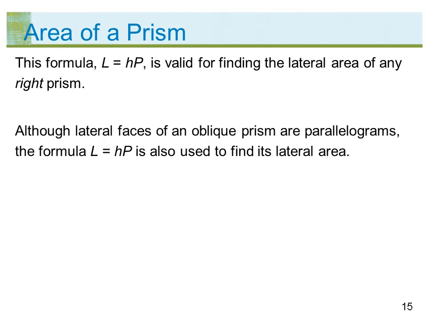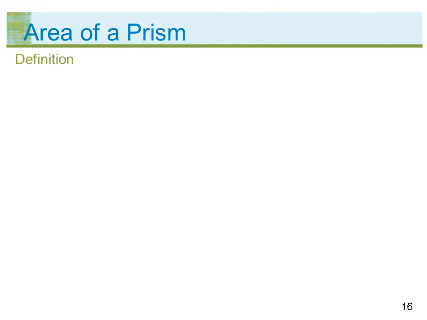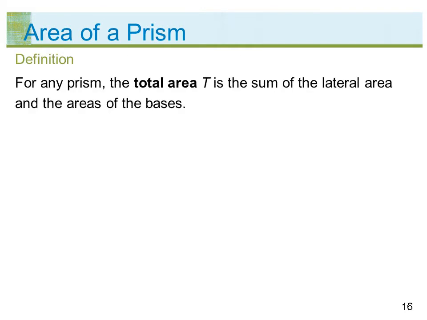Although lateral faces of an oblique prism are parallelograms, the formula L equals hP is also used to find its lateral area. Theorem 9.1.1. The lateral area, L, of any prism whose altitude has measure h and whose base has perimeter P is given by L equals hP. Definition: for any prism, the total area, T, is the sum of the lateral area and the areas of the bases.